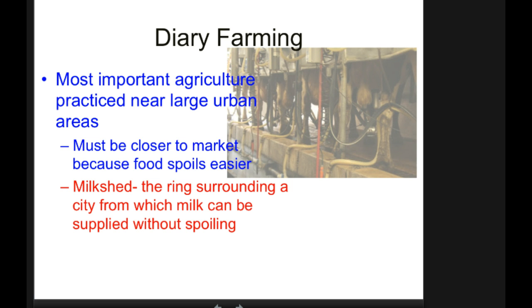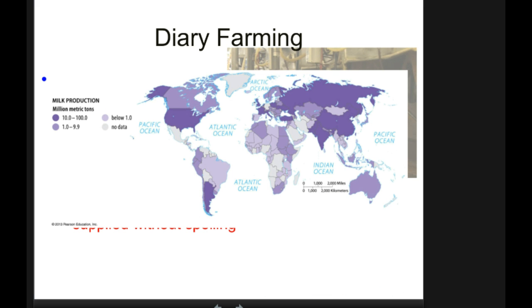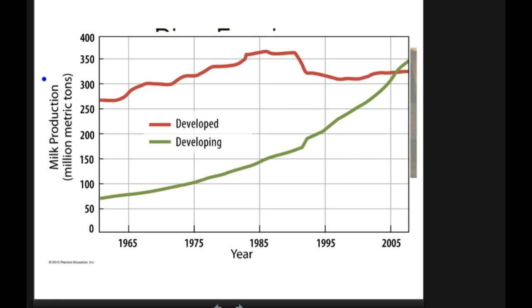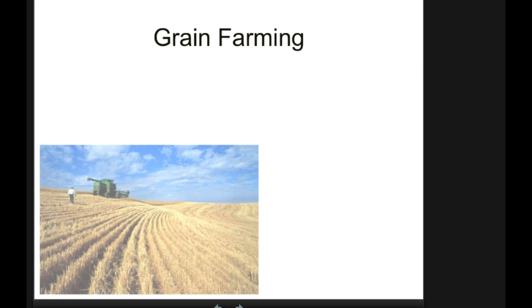And so there's actually something called a milk shed, which is the ring, or the maximum distance, these dairy farms would be located outside an urban area to prevent spoilage of these products. And again, if we look at milk production, you'll notice it's loosely correlated to the more wealthy regions of the world. If we look at the change, though, we're seeing a leveling of dairy production in the developed world. It's increasing in the developing world.